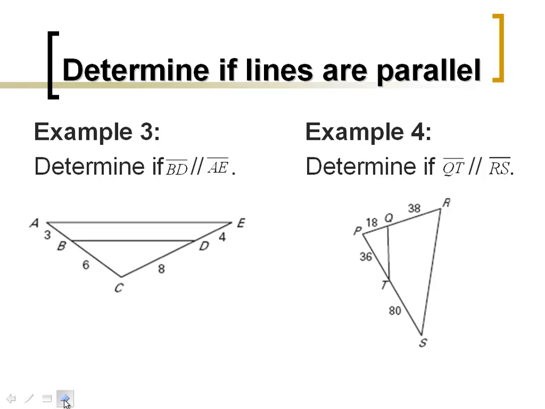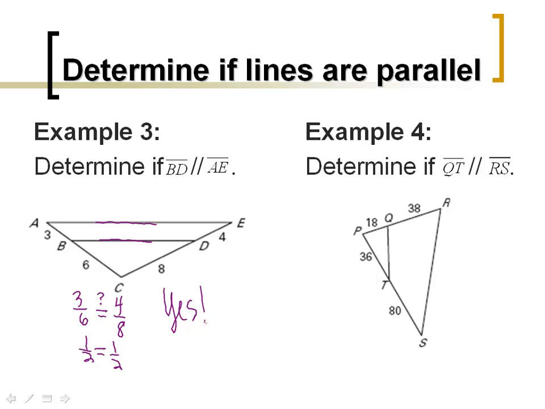Determine if the lines are parallel. So now we're trying to decide, is segment BD parallel to segment AE? And that would be true if our sides were proportional to each other. So if I say 3 over 6, does that equal 4 over 8? Well, that's 1/2. And 4 over 8, yeah, that's 1/2. So they are proportional. So yes, line segment BD is parallel to line segment AE because our sides are proportional.